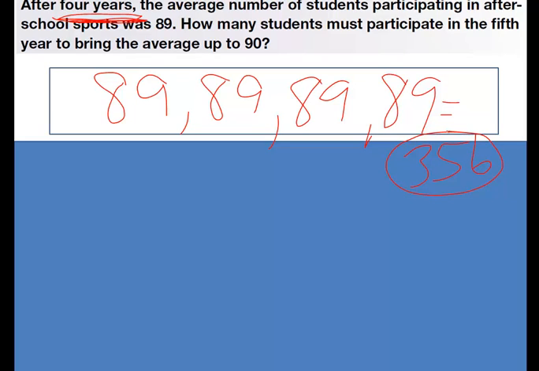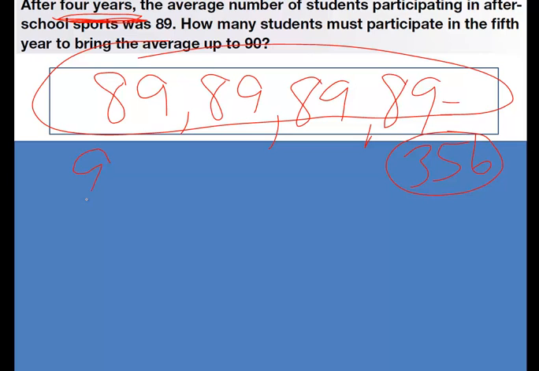Now, how many students would need to participate in the 5th year if we wanted our average to be 90? Well, the way we do that is we need to know 90, 90, 90, 90, and 90, because we've got to have an average of 90 for the 5 years. So if you set it up like that, you could automatically count up 4 there and 94 there.